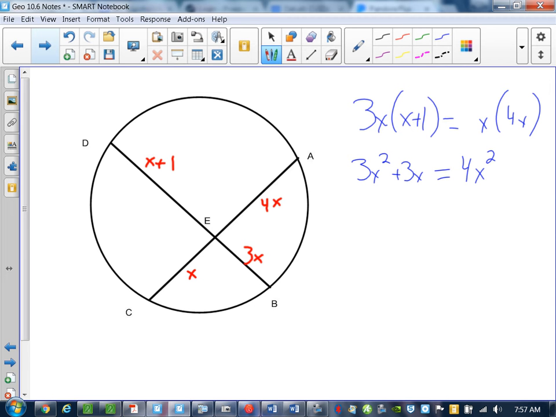Now, we have to set it equal to 0. Am I going to move things from the right to the left or left to the right? Left, right. Good. Subtract 3x squared and subtract 3x. You're going to get 0 is x squared minus 3x.